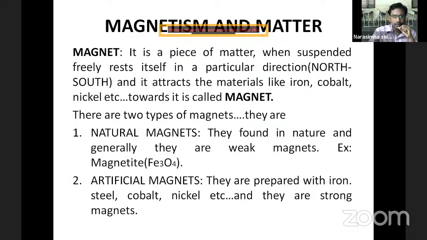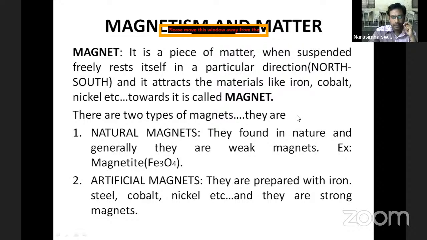This magnet is usually available in two types, that is natural magnets and artificial magnets. Natural magnets are usually found in nature and they are weak magnets. Example, magnetite, the old magnet material, that is Fe3O4. The other type of magnet is manufactured. We can prepare it with iron, steel, cobalt, nickel, etc., and they are very strong magnets.